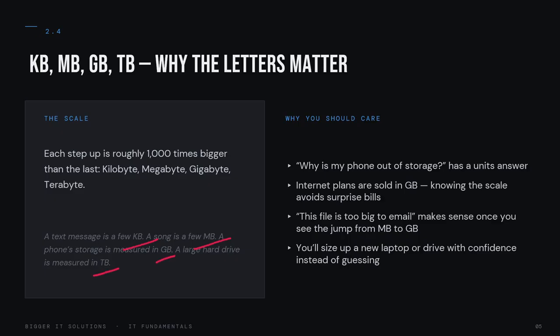Because when you're speaking with salespersons, you probably want to know the jargon. Don't let them try to talk a fast one over on you. Be like, hey, blah, blah, blah, gigabyte. Wait a minute, I thought this had a terabyte. Oh, you're right, sir. I'm glad you corrected me on that. Internet plans are usually sold in gigabytes. Knowing the scale helps avoid surprise bills. That's more of your data cap. When it's your gigabit speed, usually that's not a surprise bill, but that's where people get upset.